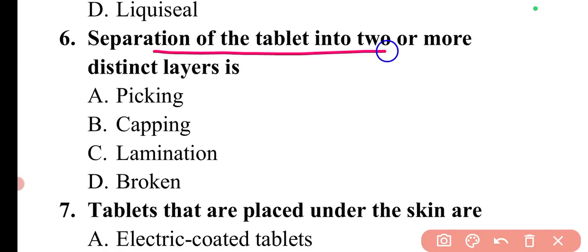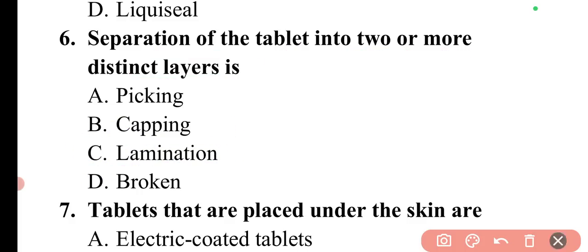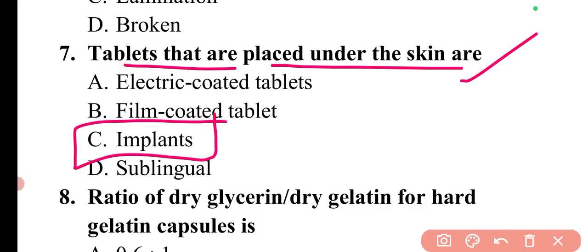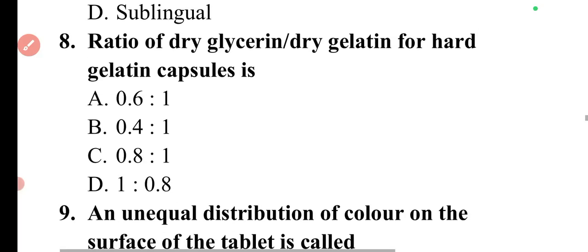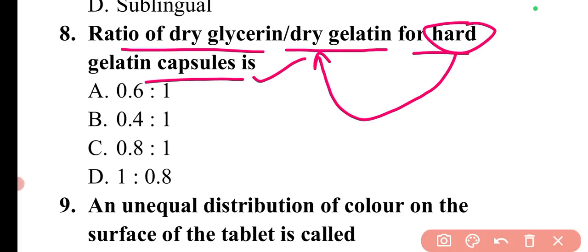Next question is separation of tablet into two or more distinct layers is. If the tablet is separating horizontally in two or more distinct layers, then this is called a tablet defect, which is known as lamination. So option C is correct. Next question is tablets that are placed under the skin are. Those tablets which are placed under skin are implants. So option C is correct. Next question is ratio of dry glycerin to dry gelatin for hard gelatin capsule is. So it will be 0.4:1. So option B is correct.